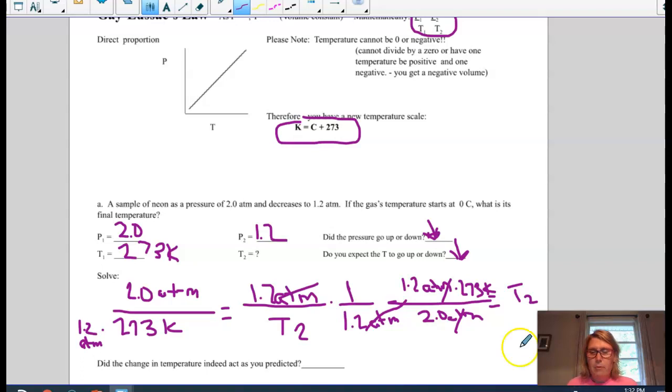That gives me a temperature of 163, so approximately, with 2 sig figs, 160 Kelvin. Well, do you expect the temperature to go up or down? I expect it to go down, and it did. It went from 273 to 160. Did the change in the temperature indeed act as you predicted? Yes.